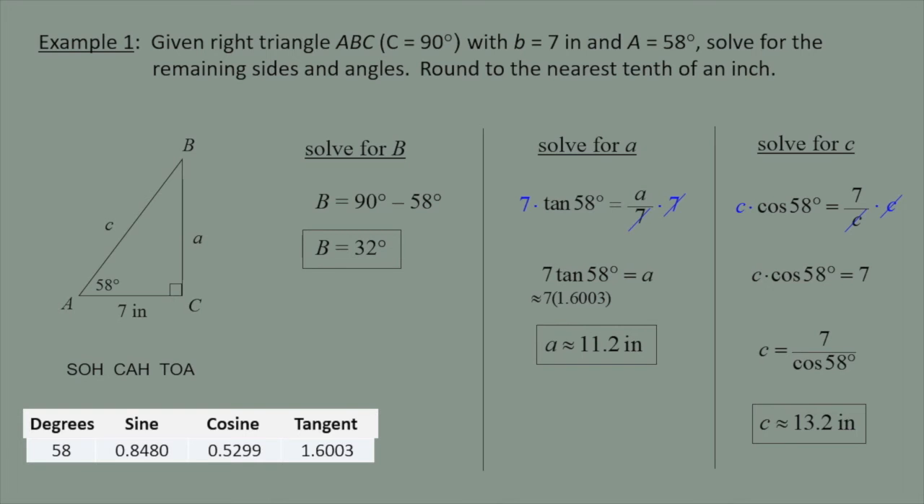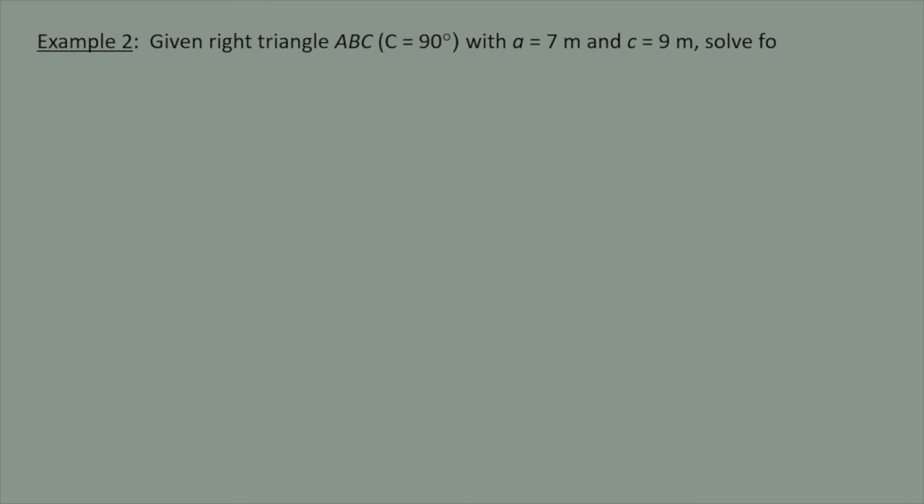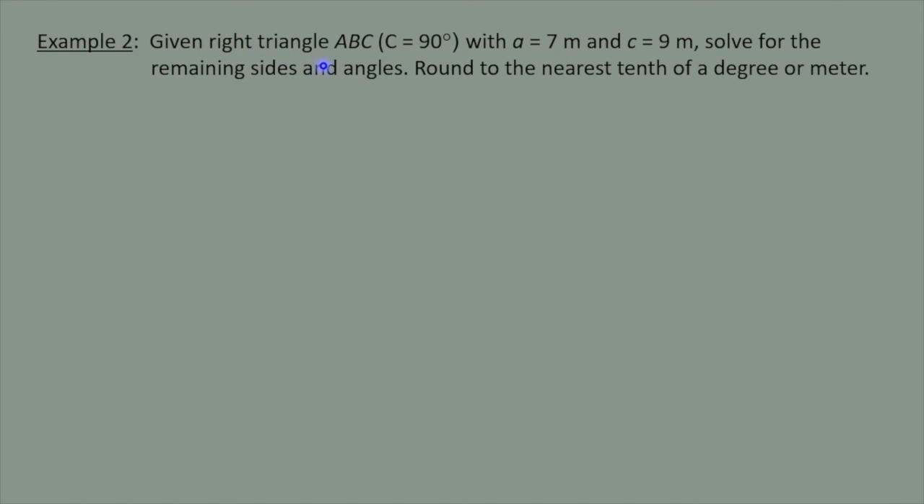Now let's look at an example where we're given two sides of a right triangle. In this example, we're given right triangle ABC, again with angle C equal to 90 degrees, and we're given side A is 7 meters and side C is 9 meters. Let's sketch this diagram and fill in the two given sides. We're substituting 7 meters for A and 9 meters for C.